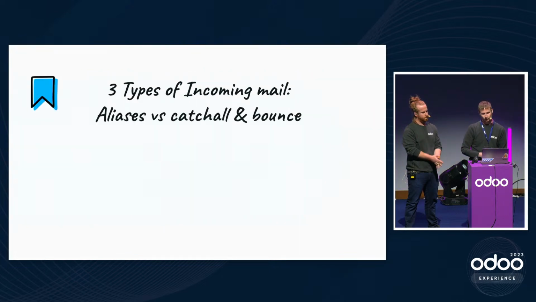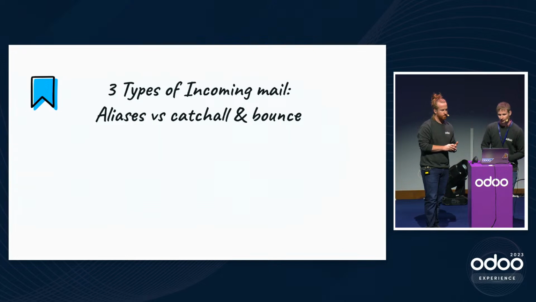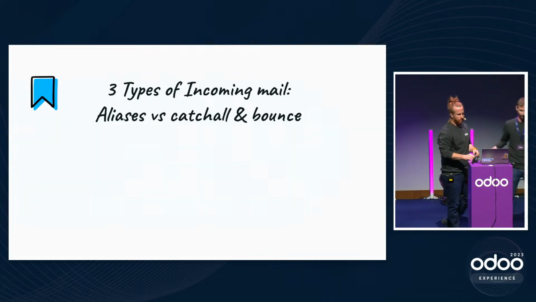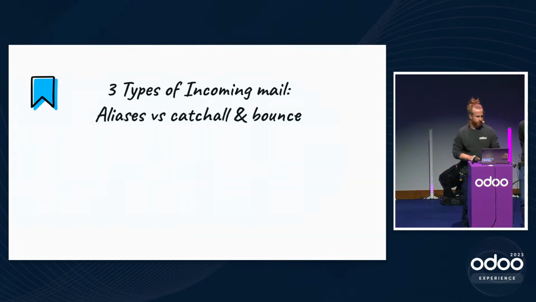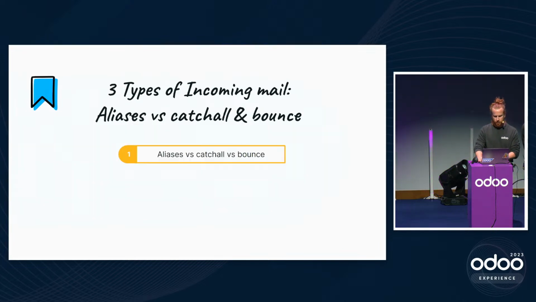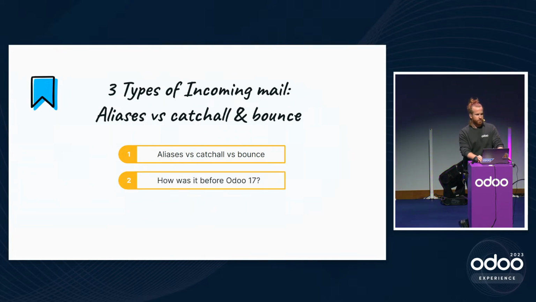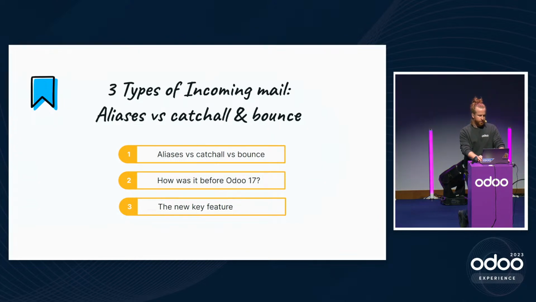So now I let Baptiste explain some more parameters about incoming emails. Okay, so right now we have configured all the ways emails come in. We have three types of email: the alias, the catch-all, and the bounce. First, I will explain the differences between them. Then I will explain how it was before Odoo 17. And lastly, I will talk about the new feature, the multi-domain.